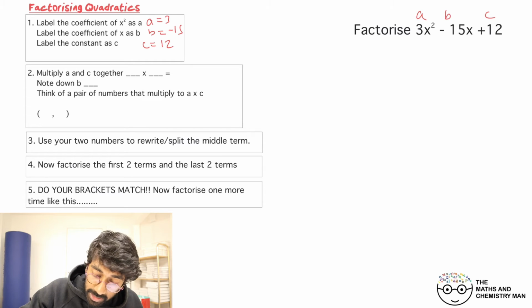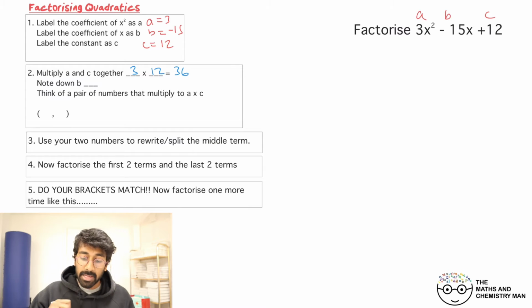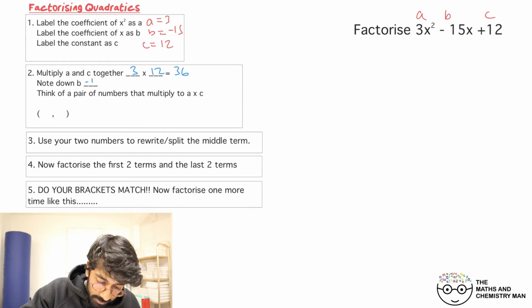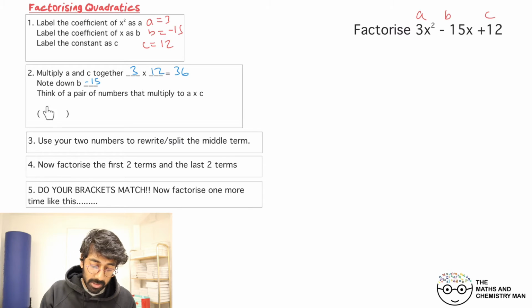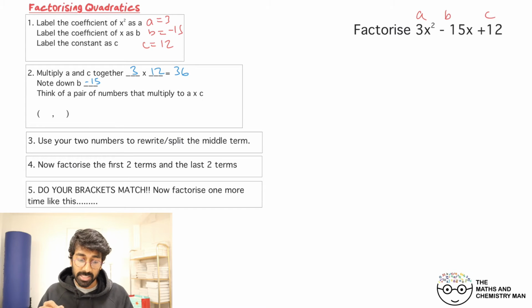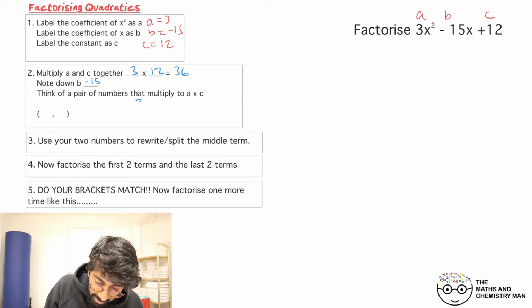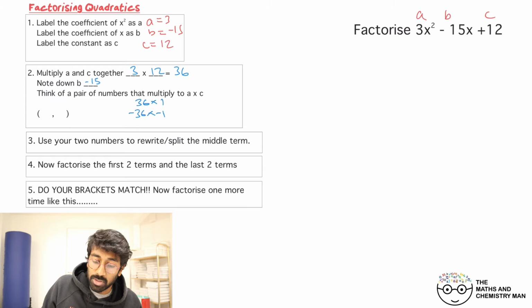Next thing, step number 2, multiply a and c together. So that's going to be 3 times 12. That's giving me 36. And make a note of what b was. That was minus 15. So what have we got to do now? We've got to start thinking of pairs of numbers that multiply to whatever a times c was, which was 36. So what are we going to have? Well, we've got 36 and 1. We'll have minus 36 and minus 1. We could also do maybe 12 times 3 or minus 12 times minus 3.